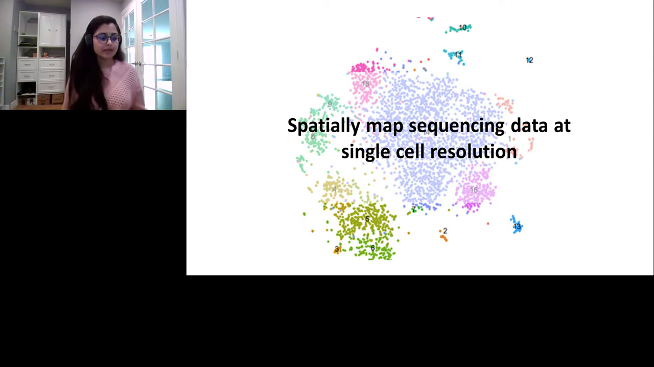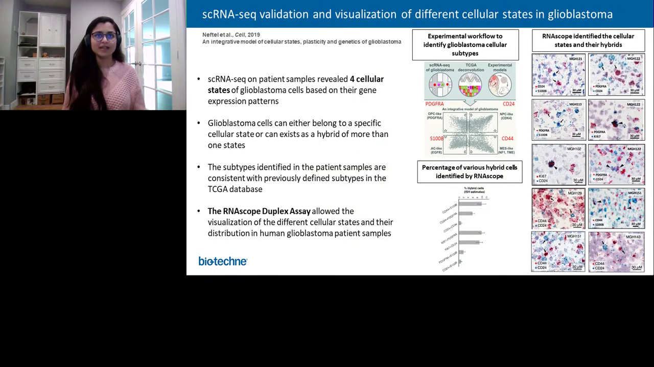In this particular example, this group of researchers from MIT and Harvard used RNAscope to validate certain key targets in glioblastoma. Using single-cell RNA sequencing, they were able to identify 4 different cellular states in which glioblastoma cells exist and identify specific markers associated with each of these cellular states. When they visualized these markers using RNAscope, they saw that some cells expressed markers for more than one cellular state, indicating that certain glioblastoma cells can exist in a hybrid state, showing phenotypes of more than one cellular state.